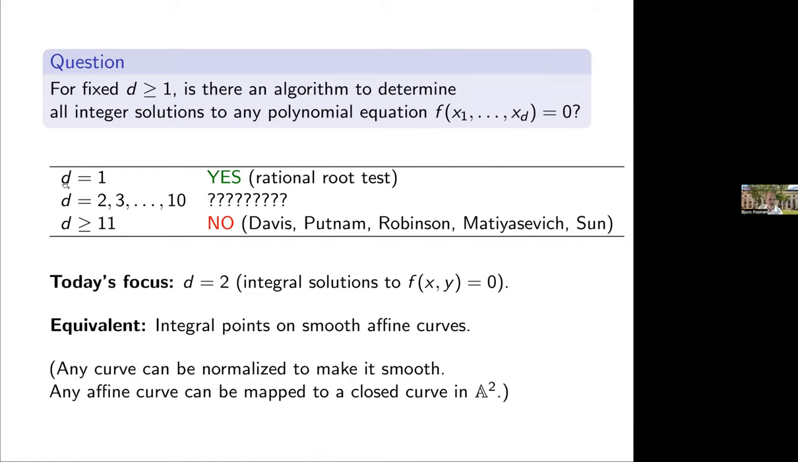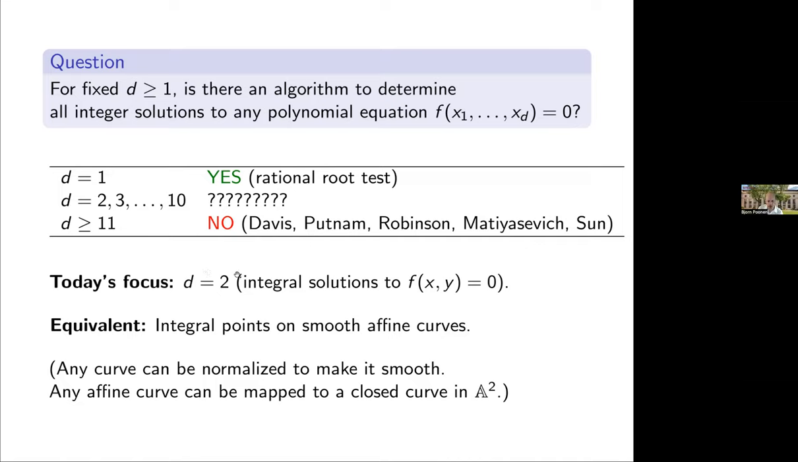All right, and I guess you all know that if you have a polynomial in one variable, you can find all the integer solutions. There's the rational root test, et cetera. And for each of the degrees from 2 to 10, it's unknown. So that's why there are 9 question marks here. And then for D at least 11, it follows from the work on Hilbert's 10th problem by a bunch of people that there is no algorithm. So my talk today is going to focus on the case of two variable polynomials.